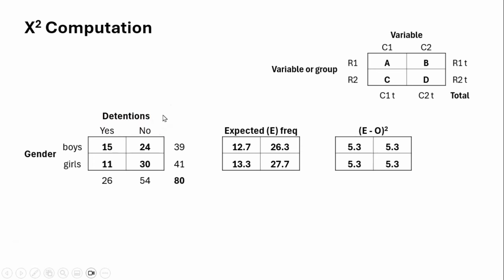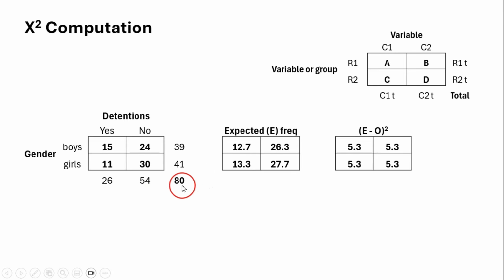And what you see in the 4 cells are the observed responses, or the observed number of detentions that were logged at your school between boys and girls. So for the boys, we have 15 yes, 24 no. For the girls, we have 11 yes and 30 no.